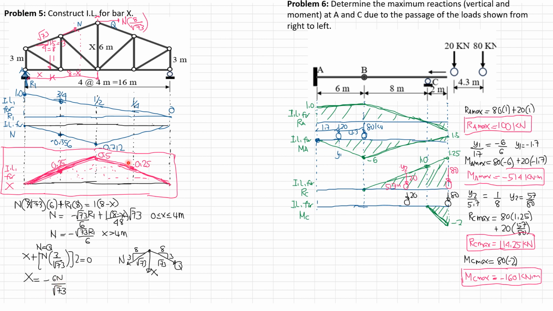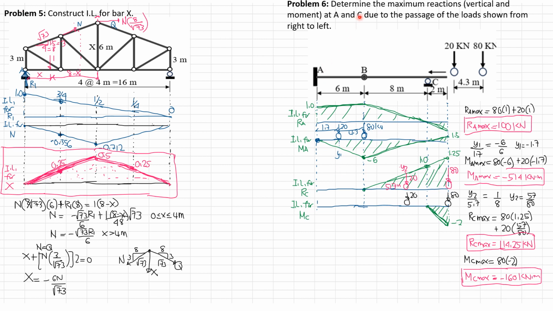When N is negative 0.712, X is 0.5, the bar force is 0.5. Then when the unit load is at x equals 12, N is negative 0.356, so negative 6 times negative 0.356 over square root of 73 is also 0.25. Of course, at the supports, X is 0. So that's the influence line for bar X, as simple as that.